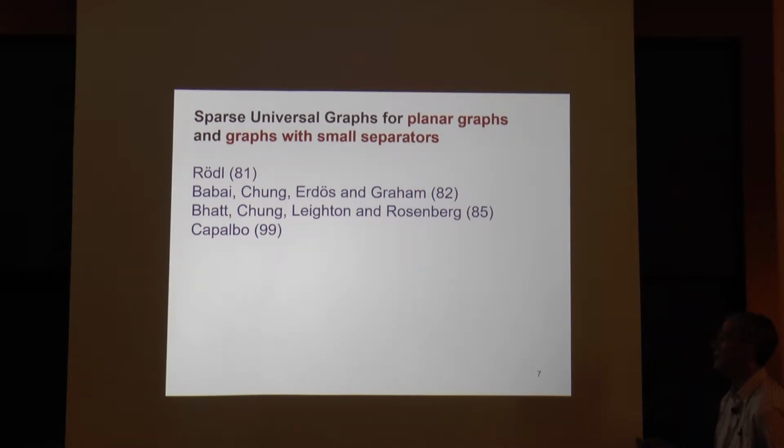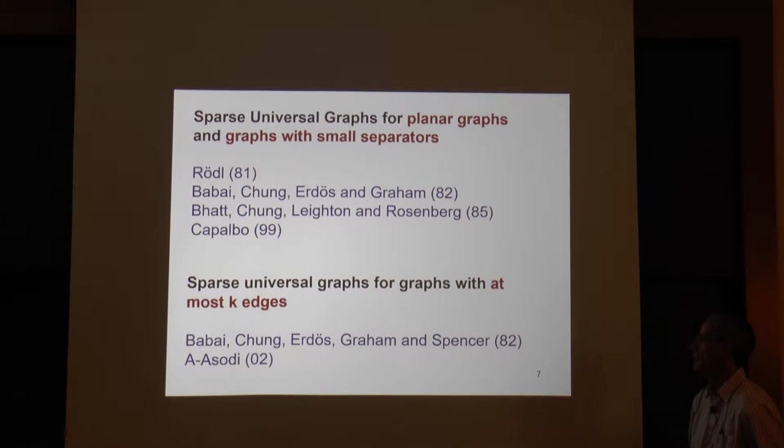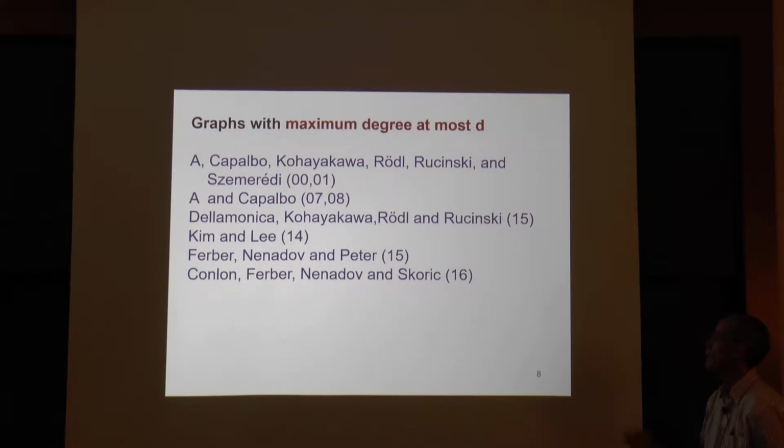Then people considered planar graphs, and more generally graphs with small separators. This will not be important, so I'm not going to even define what I mean by separators. Probably many of you know it, but I just want to show that people looked at many families. Here is another one, just a family of all graphs with at most k edges. So we want our graph to contain a clique on square root k vertices, and it also has to contain a matching of k edges, and it has to contain everything that's in between, and we want the minimum number of edges. Here is another one, graphs with maximum degree at most d.